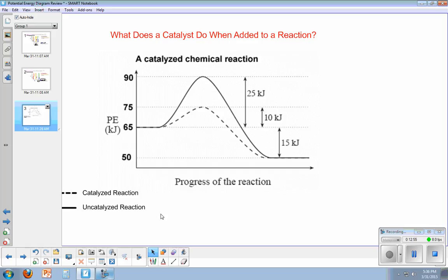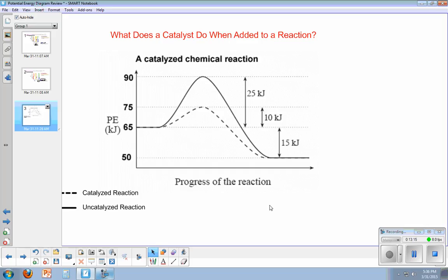Notice what happens with a catalyst. I start at 65, and now I only need to get up to 75, which is actually only a gain of 10 kilojoules. So the catalyst decreased the amount of energy needed for the reaction to occur, or activation energy, by 15 kilojoules, and that's why it can speed up and go at a quicker rate.